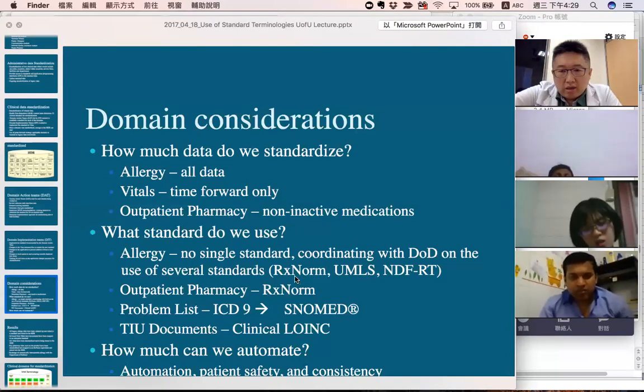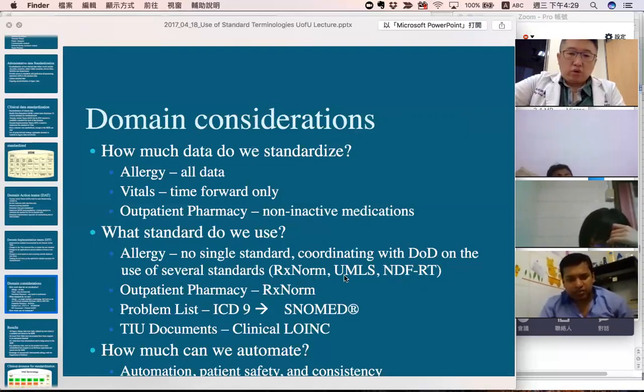So I believe the RxNorm and the NDF-RT, NDF-RT is also a subset of pharmacology. It's all covered by UMLS. So in the future, if you want to create some drug or medical terminology, you can just use the UMLS. And also SNOMED and LOINC are part of the UMLS.